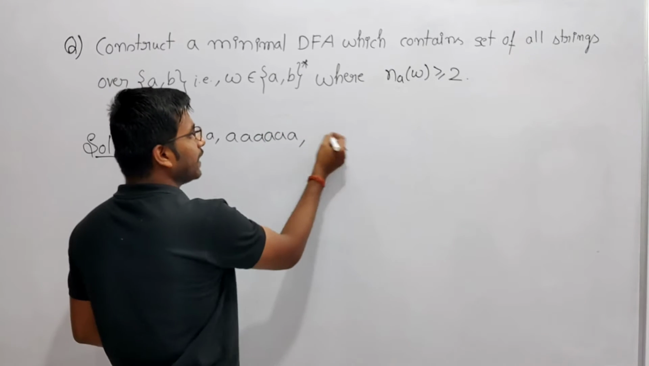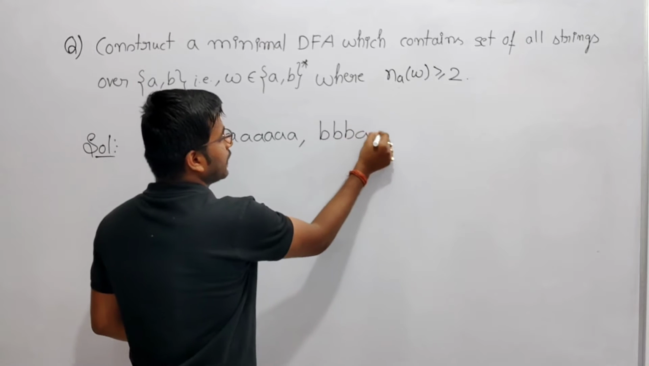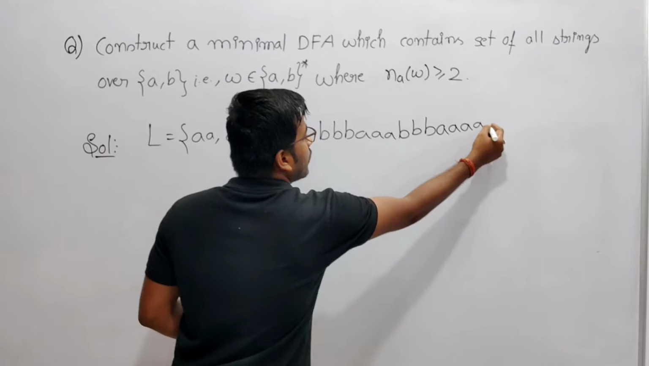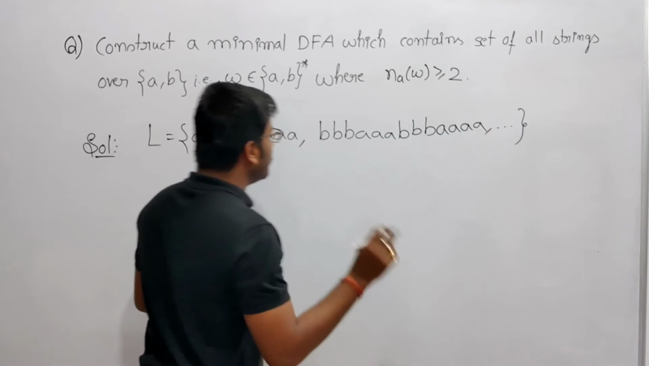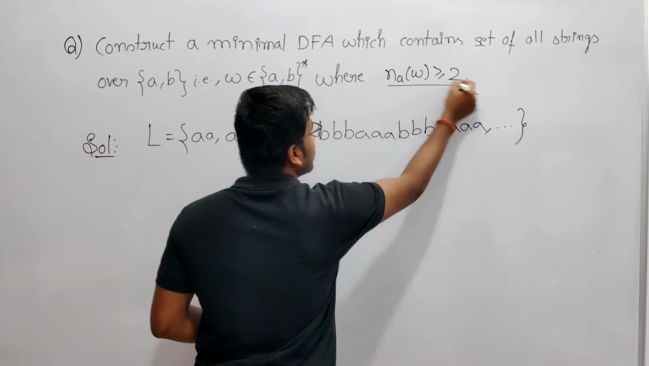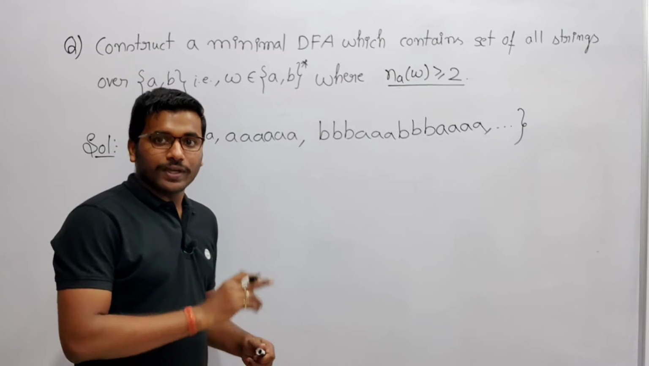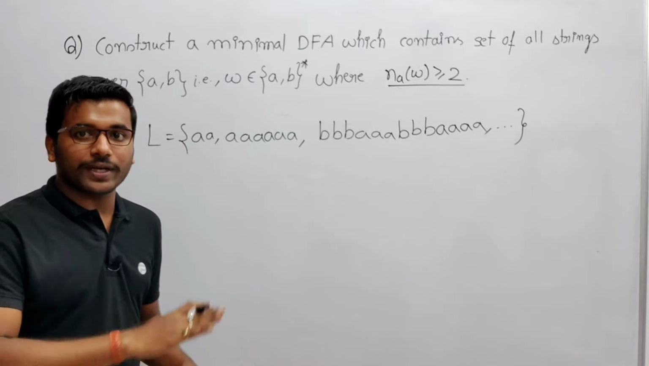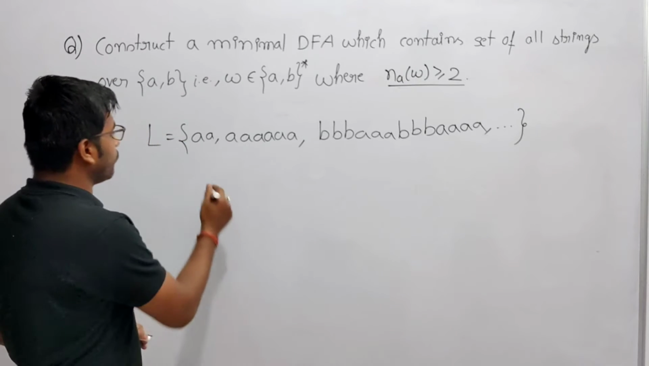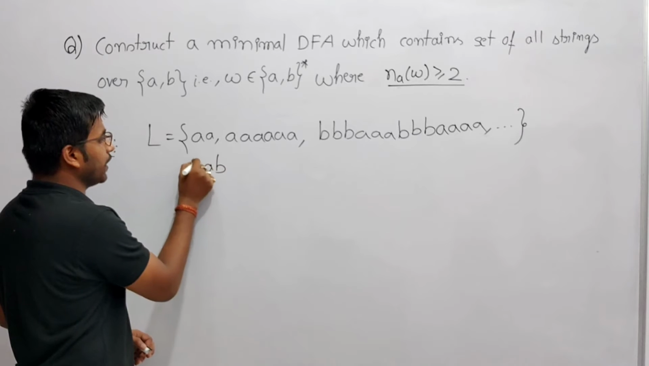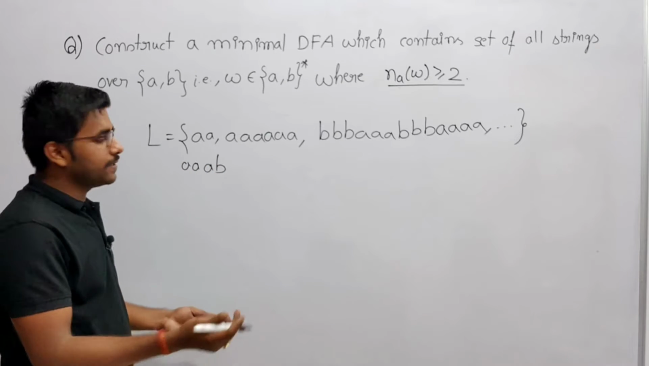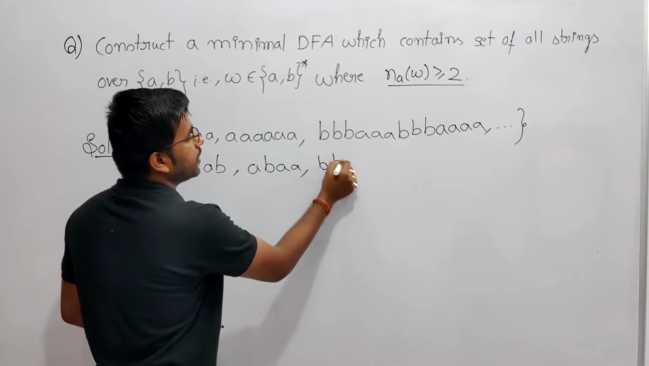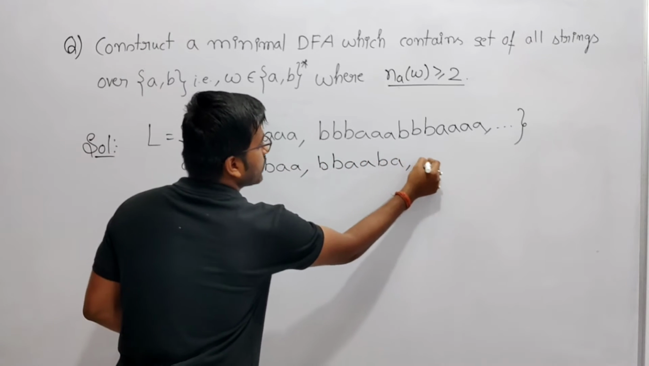Now before getting a, I can have any number of b, then a, then we can have any number of b, then any number of a. Only one condition we have to check, whether the number of a is greater than or equal to 2 or not. If it is either 2 or greater than 2, that's fine. So more than 2 a's, like a, b, a, also belongs to this language, bbb, aa, ba belongs to this language.